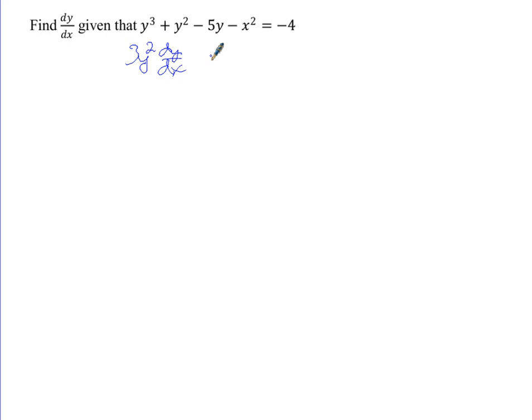Next term. Can't take the derivative with respect to x of y squared, but I can take the derivative with respect to y of y squared times dy over dx. So what do I get? Plus 2y dy over dx.